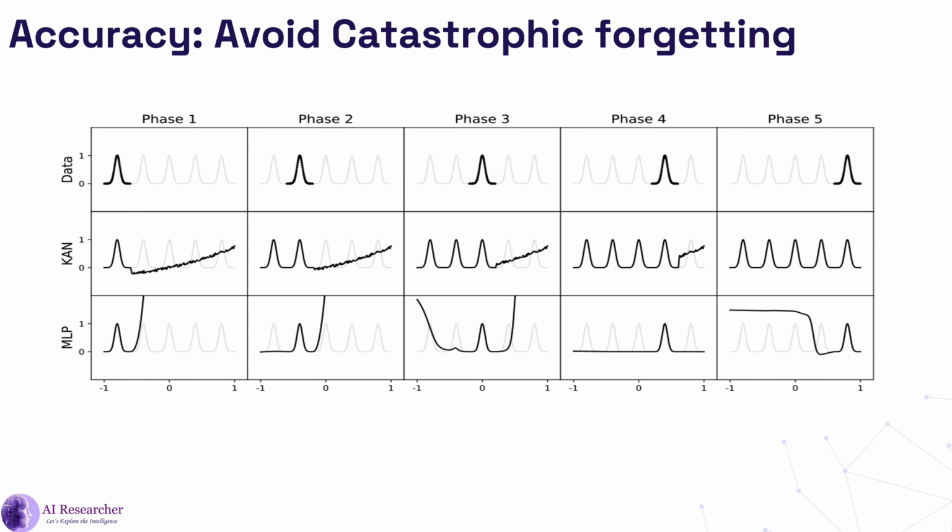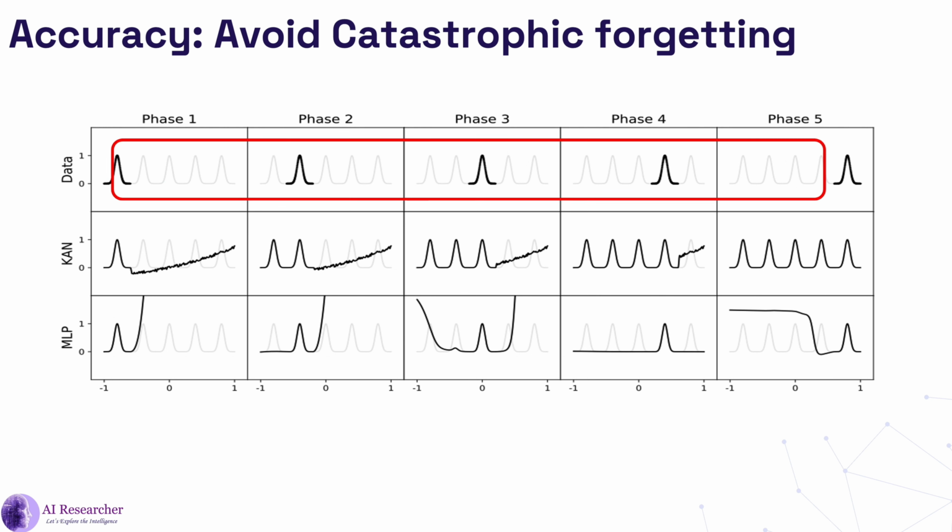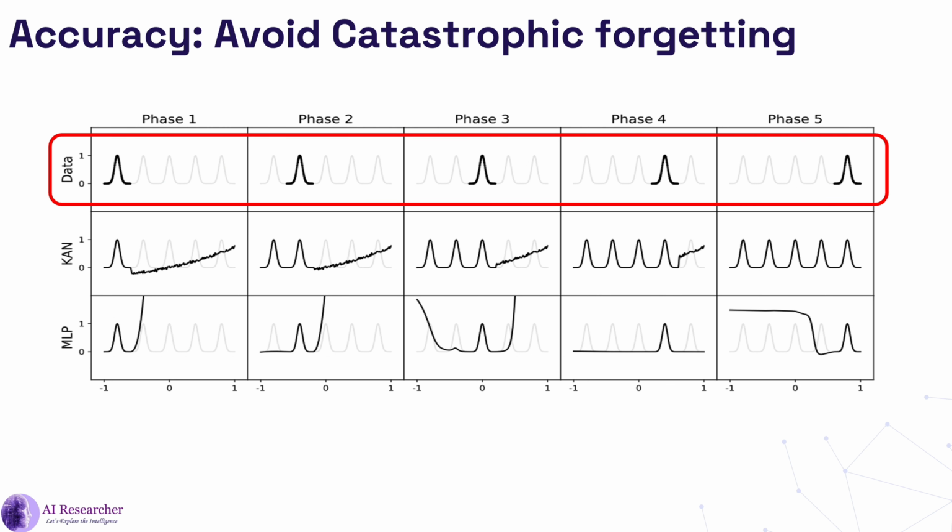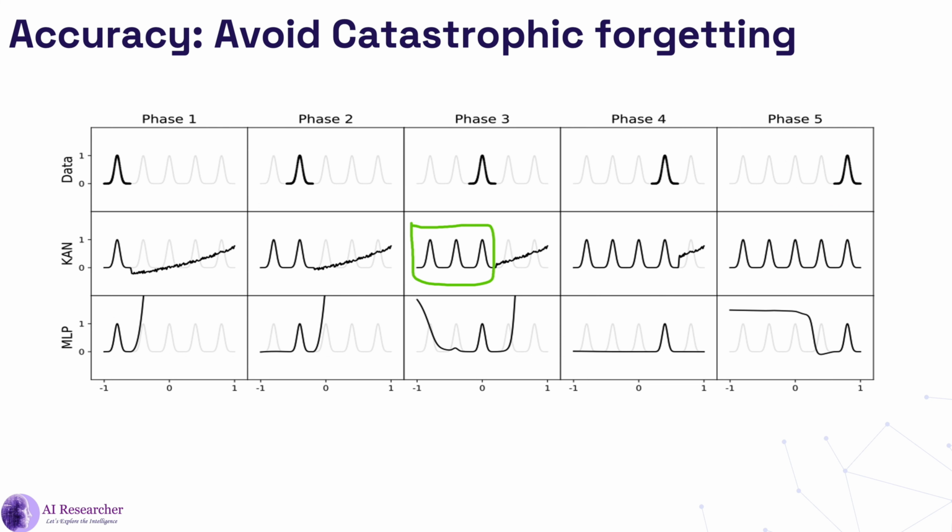Again about accuracy, continual learning performance. Here you will see a toy continual learning scenario where the model sequentially learns data around each of 5 Gaussian peaks. The top row shows the original data for each phase. In terms of model comparison, we see that KAN can adapt to the new data without forgetting previous patterns. What I highlighted here indicates effective continual learning and memory retention.